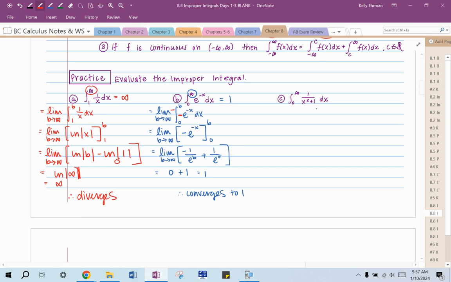All right, last one on this page, 1 over x squared plus 1. Remember, this is going to be arctan. You want to get in the habit of recognizing that. We need to take care of this infinity, so same idea. This equals the limit as b approaches infinity of the integral from 0 to b of 1 over 1 plus x squared, or x squared plus 1.